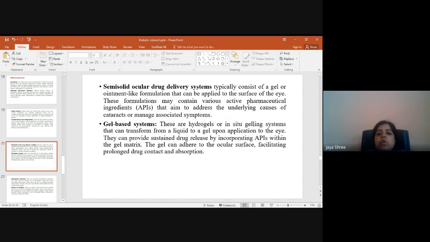Next is the semi-solid ocular delivery system. Under this, gel-based systems and ointments are there. These are hydrogels or in situ gels. In situ gels transform from a liquid to a gel upon application to the eye. They can provide sustained drug release by incorporating the active pharmaceutical ingredient within the gel matrix. The gel can adhere to the ocular surface, and it facilitates prolonged drug contact and absorption.